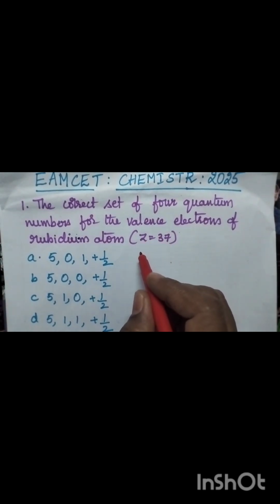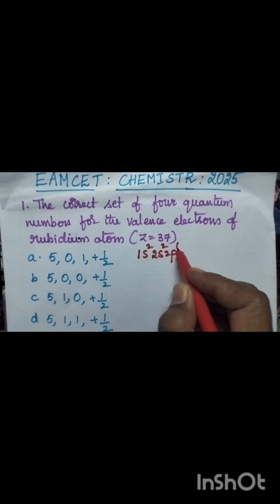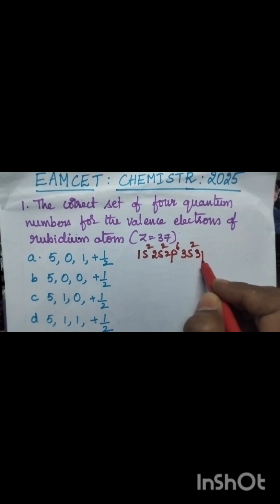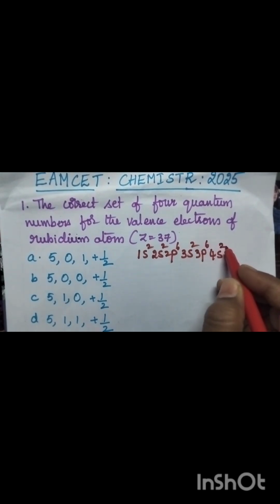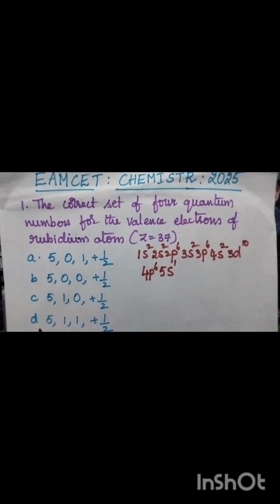So its electronic configuration is 1s2, 2s2, 2p6, 3s2, 3p6, 4s2, 3d10, 4p6 and 5s1. Coming to the options, option A 5, 0, 1, plus half, option B 5, 0, 0, plus half, option C 5, 1, 0, plus half, option D 5, 1, 1, plus half. Pause the video and try to answer the question.